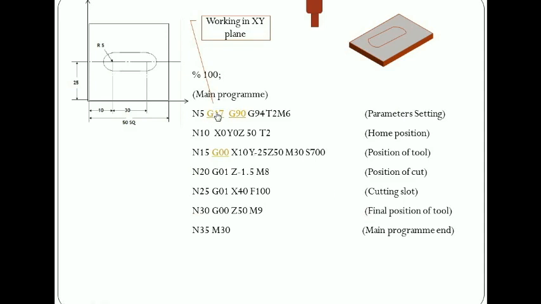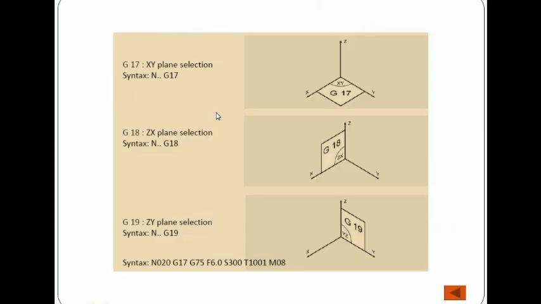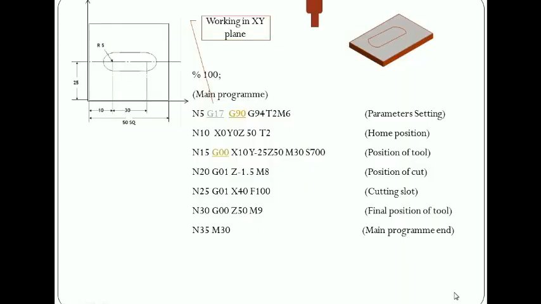Let's see what exactly G17 is. G17 tells I am working in the XY plane. If you are working in ZX, then you have to use G18. If you are working in the ZY plane, then you have to write G19. Then comes G90. G90 stands for absolute programming.